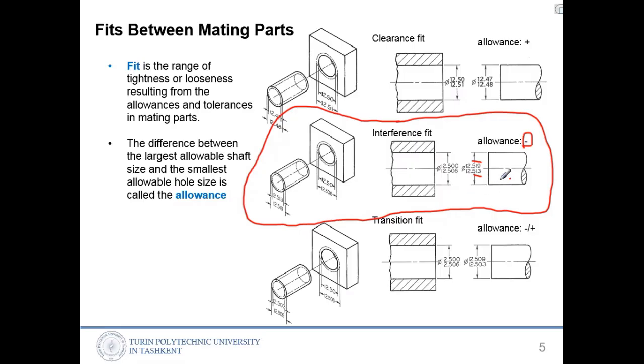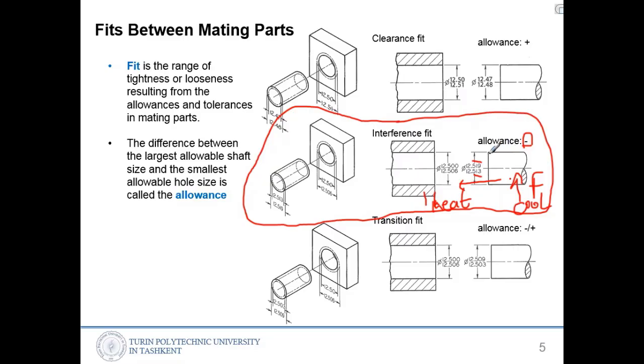So in order to insert this one, we need force. We need a preheat, so we have to heat it up to insert it. We heat this one, then cool this one, and then apply force and leave it. Then it will touch and be inserted with force. Because the allowance is negative, we call this an interference fit.